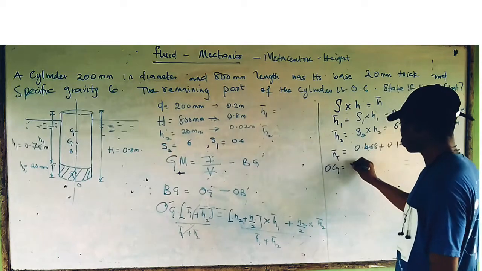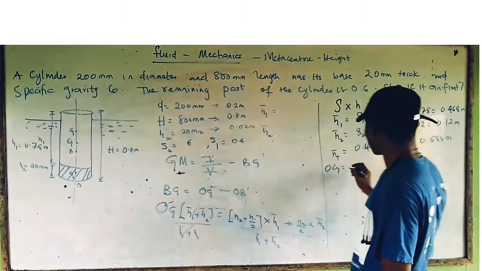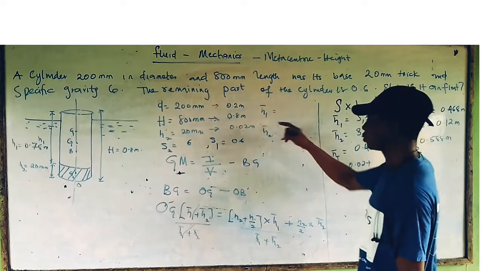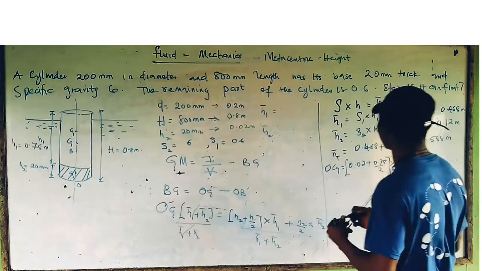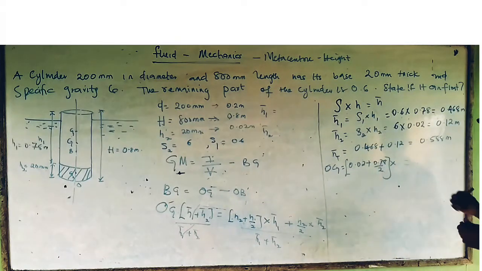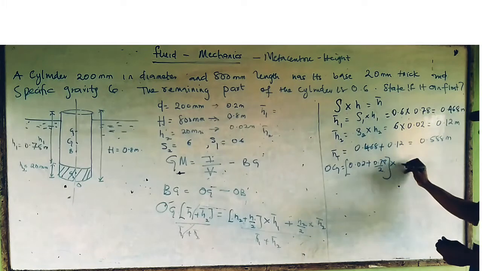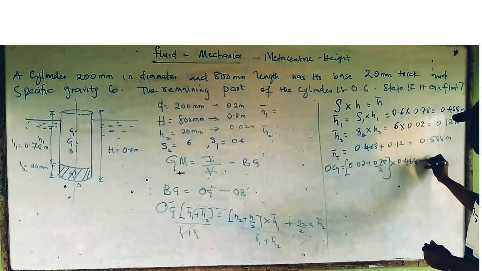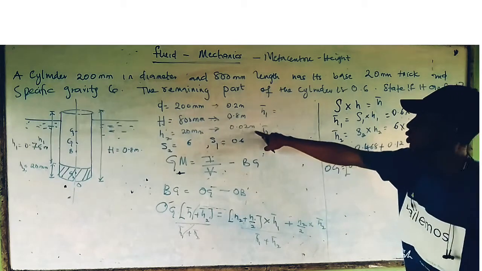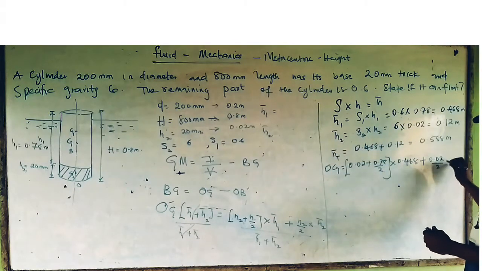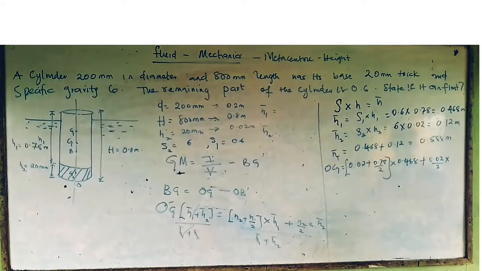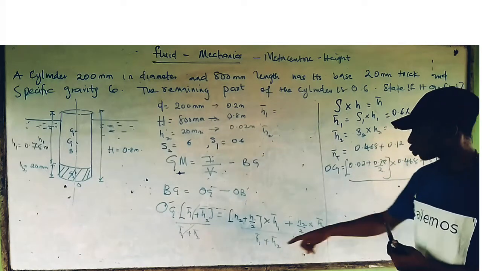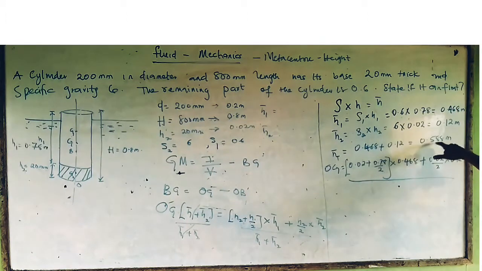H2 plus H1 divided by 2. We have H2, which is 0.02, plus H1, which is 0.78, divided by 2, multiplied by the depth of immersion of H1, which is S1 times H1, equal to 0.468, plus H2, which is 0.02 divided by 2, times the depth of immersion of H2, which is S2 times H2, equal to 0.12, divided by H1 plus H2, which is 0.588.